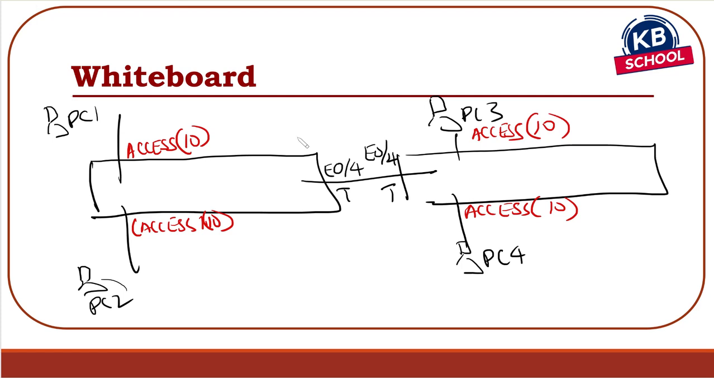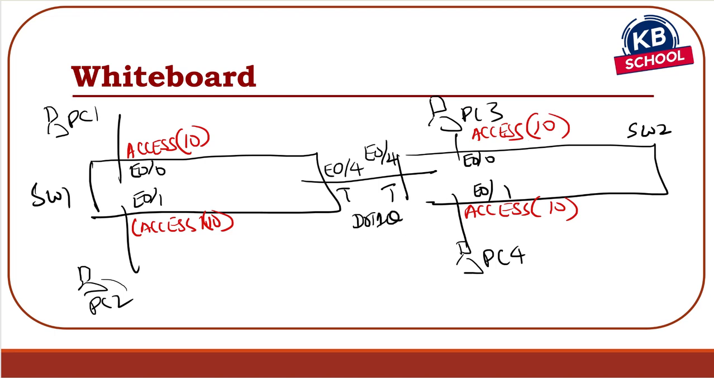Let's put some numbers over here. So let's say E0/0, E0/1, and on the other switch also I'm going to use the same ports. So these ports, E0/0, E0/1 on switch 1, are part of VLAN tag 10. E0/0 and E0/1 on switch 2 are part of VLAN tag 10. This is a trunk port running 802.1Q encapsulation.